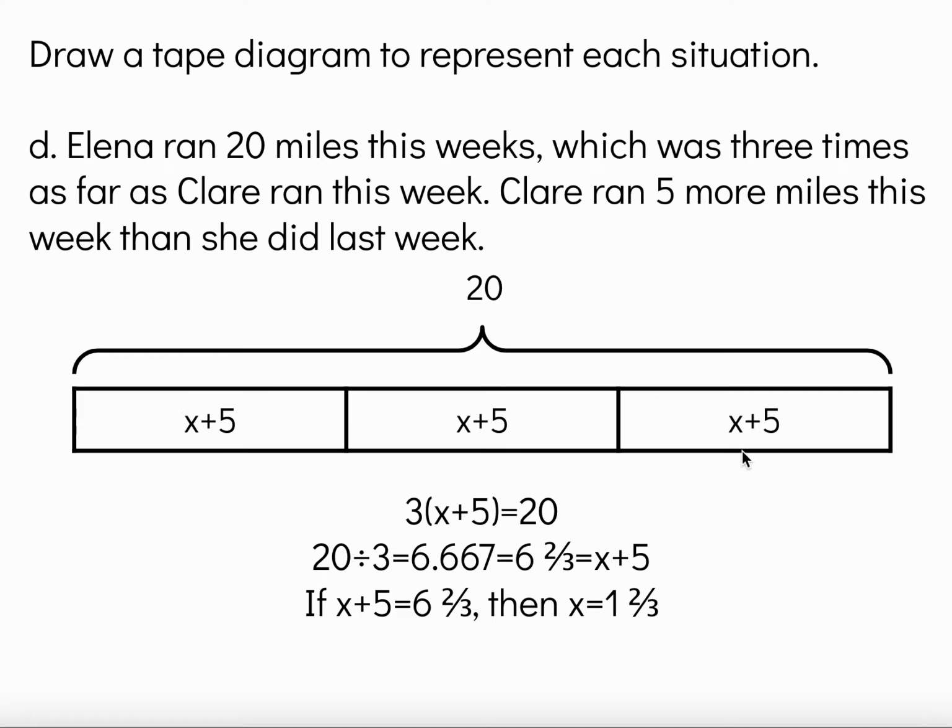And when I take 20 and divide it by 3, I get 6.6 repeating, which is equivalent to 6 2/3. So if Claire's distance last week plus this week is 6 2/3, then Claire must have run 1 2/3 miles last week.